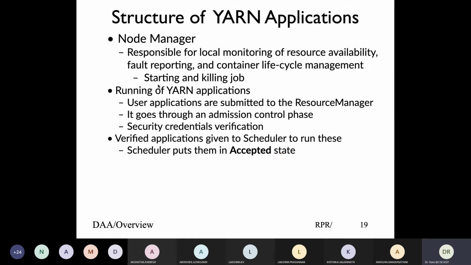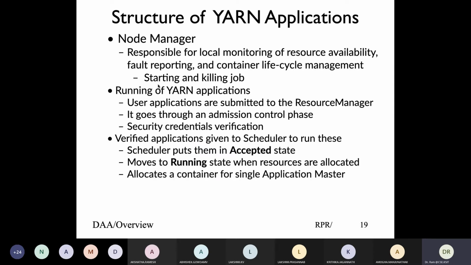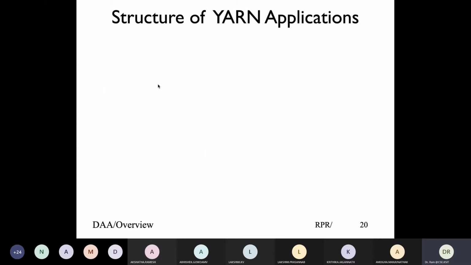Once it accepts the application, it starts allocating resources on the required cluster nodes. And once all the resources are allocated, it moves to the running state, when the application starts running. And then it allocates the application master, whose job is to talk to the applications and node managers to see the applications running and coordinate with them to complete the job.